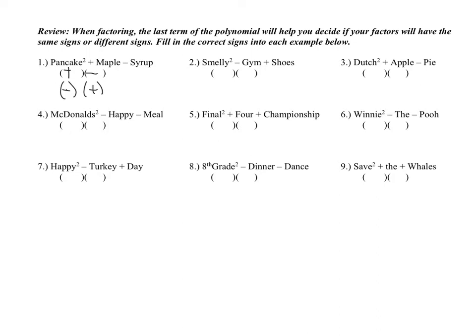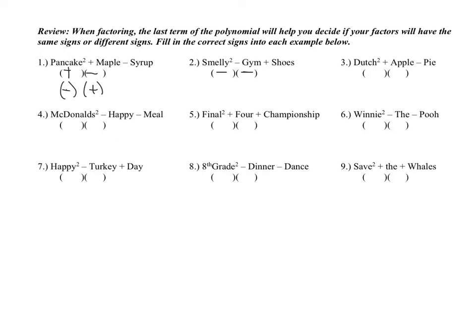In the next one, the last term is positive. So when the last term is positive, that means the only way to get a positive is that you're multiplying two things with the same signs. So we could do a positive times a positive, but in this case, because the middle term is negative, it has to be a negative times a negative. So the only signs that can go in this one are minus, minus, right? And it depends on the middle term, right?